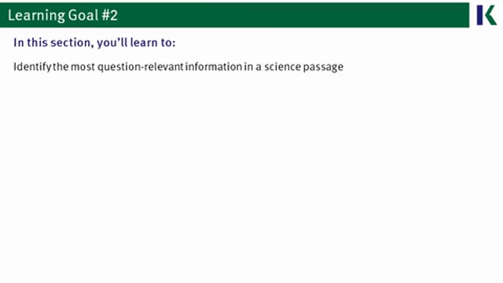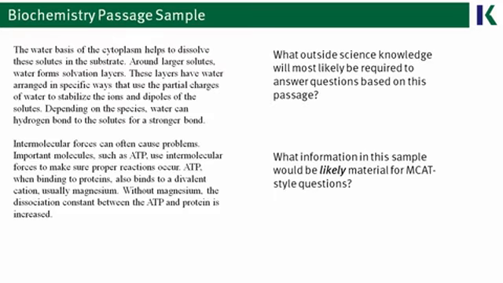What we're going to do is move through 2 passage samples here. They're pretty short. One biochemistry, one organic chemistry. And we're going to ask the same 3 questions for each one. What knowledge are you going to need to answer questions from this passage once you see the questions? What information from the passage is most likely to be tested, and what isn't the most likely to be tested?